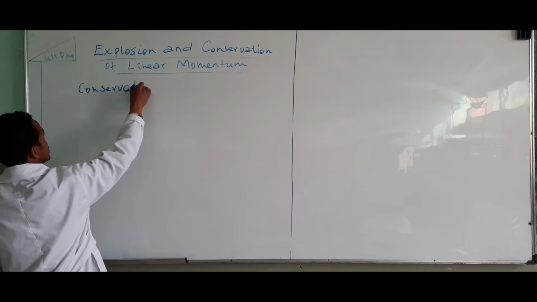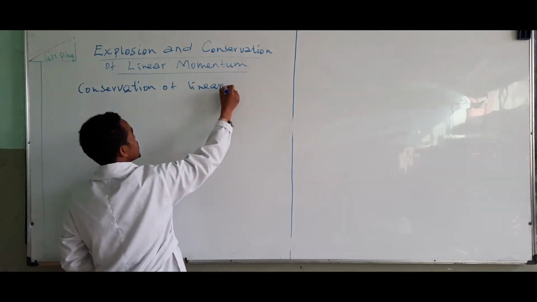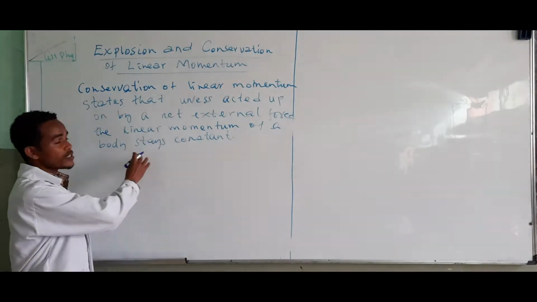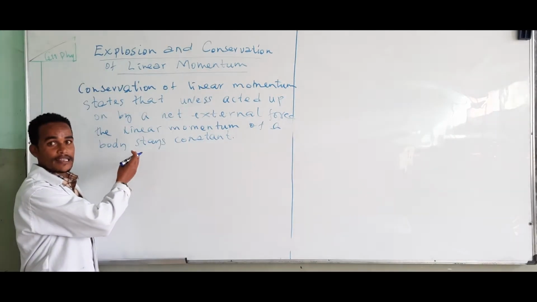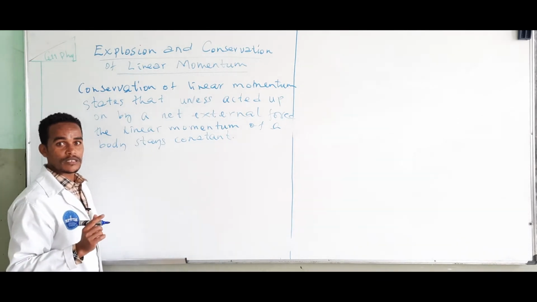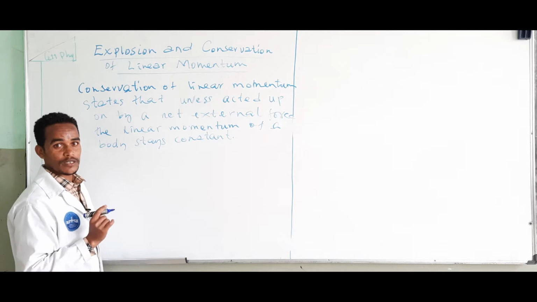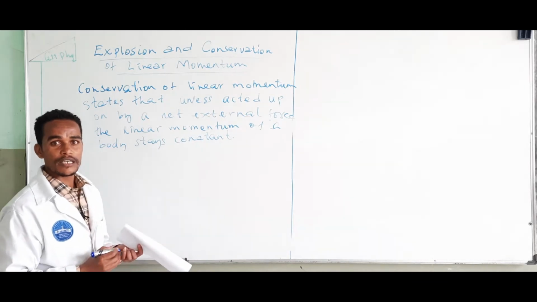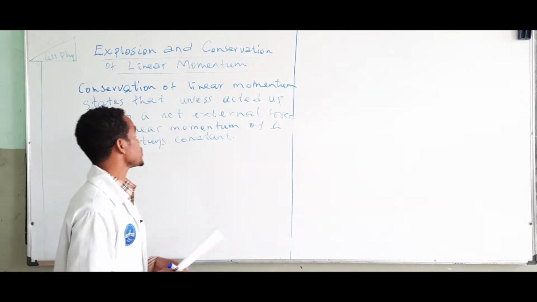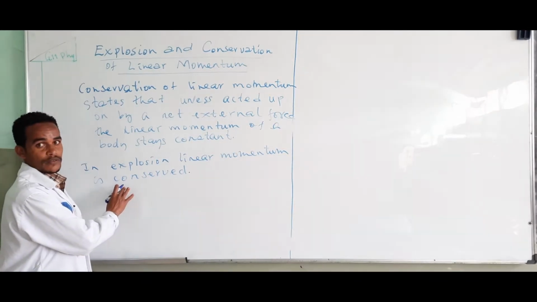Conservation of linear momentum. The law of conservation of linear momentum states that unless acted upon by a net external force, the linear momentum of a body or a system stays constant. This is true in explosions. So, in an explosion, linear momentum is conserved.